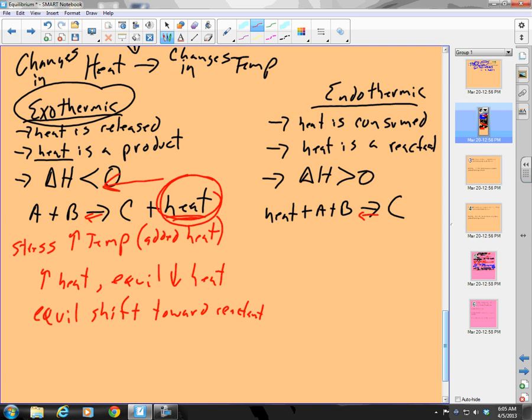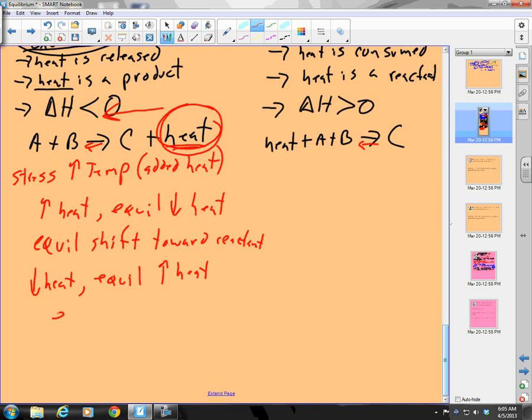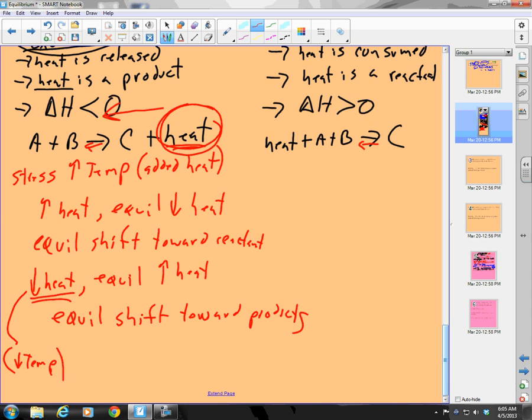Good. And now what happens if my heat is decreased? Well, that means my equilibrium is going to want to increase heat. And that means equilibrium will shift toward products. Yahoo! Right, and what causes that change? Decrease in temp. So if someone says, hey, what happens when the temp is decreased? Well, really that means what happens when heat is reduced? Well, for an exothermic reaction, my equilibrium will shift toward my products.